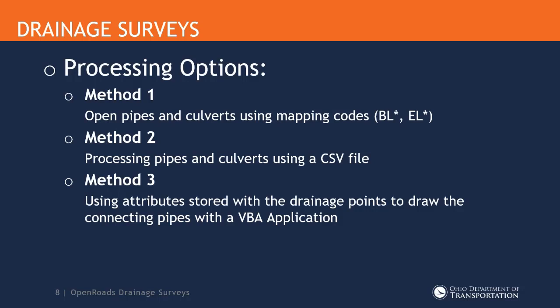The second is the CSV file process that can be used for open pipes and culverts, and it can also be used for pipes that connect up to a drainage structure. So that's been around since Select Series 3 as an option. And the third method is going back again to some older VBA processing that ODOT had provided, where I'm using attributes stored on the drainage pipes, and then I'm going to draw those connecting pipes with a Visual Basic application.